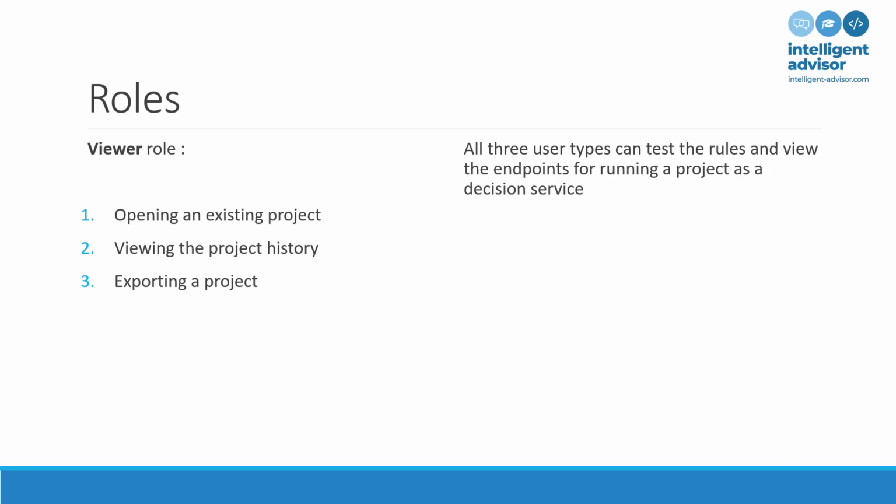Notice on the right-hand side, all three of these user types can test the rules and observe the URL endpoints to find out how to run the project as a decision service. Again, all of these topics we will see again in more detail later.